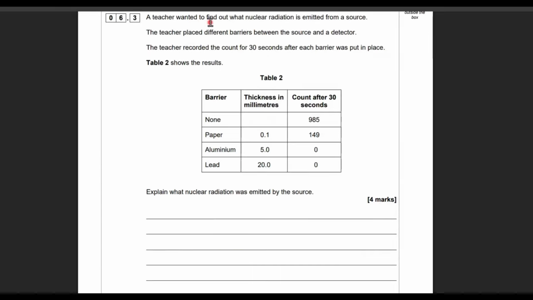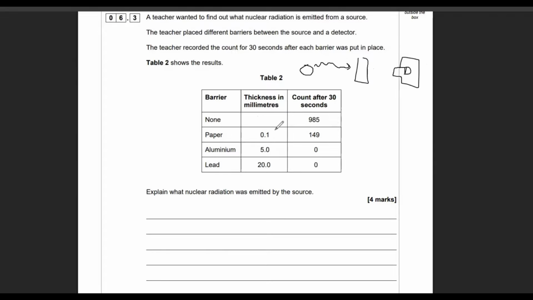All right, let's go. This is 6.3. A teacher wanted to find out what nuclear radiation is emitted from a source. The teacher placed different barriers between the source and a detector. So in case you're struggling to understand what that is, they got a source that's giving out radiation. They started to put barriers in the way, and over here they had a detector detecting whether any radiation got through. The teacher recorded the count for 30 seconds after each barrier was in place. The table shows the results. When there was no barrier, 985 particles hit the detector in 30 seconds. When paper of 0.1 millimeter thickness was put in the way, 149 got to it.